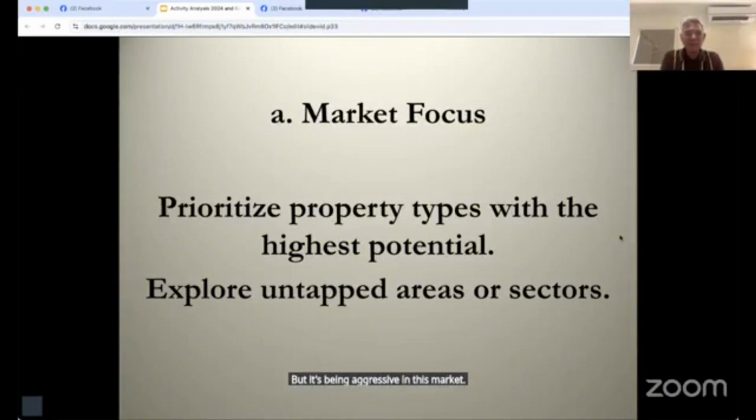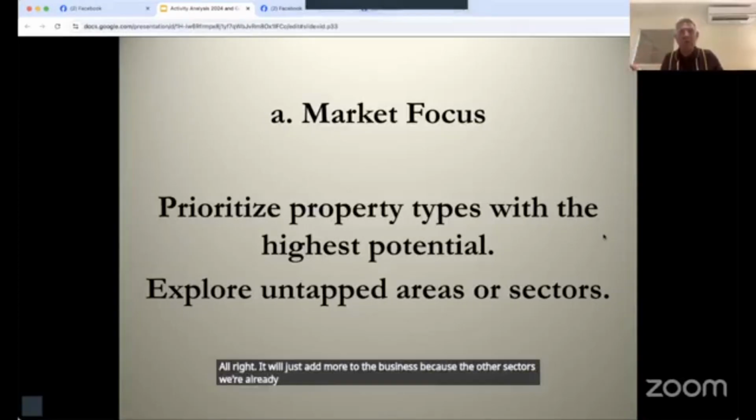All right, but then again, untapped sectors. Office is something that I have not done, and project selling. Those are the two that I will definitely explore this year. It will just add more to the business because the other sectors we're already good at, we're strong already. Next slide, please.